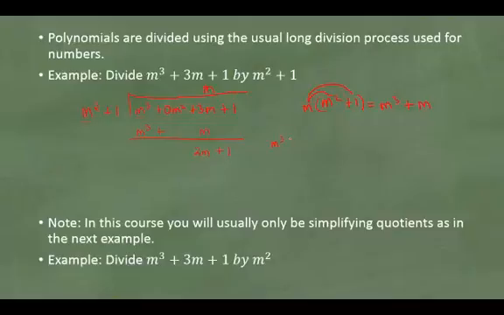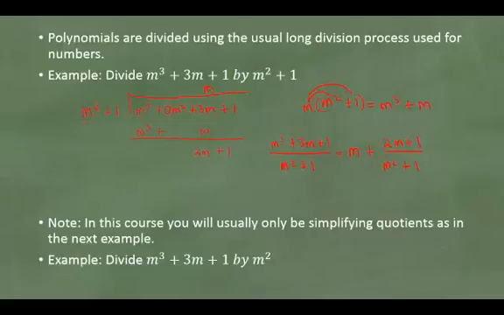We have that m cubed plus 3m plus 1 divided by m squared plus 1 is equal to m. It just went into it m times, with a remainder of 2m plus 1 over the m squared plus 1. If that's confusing, don't worry about it. Try to practice it as much as you can.